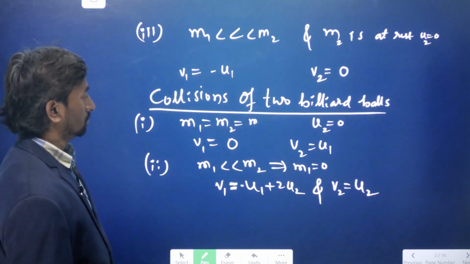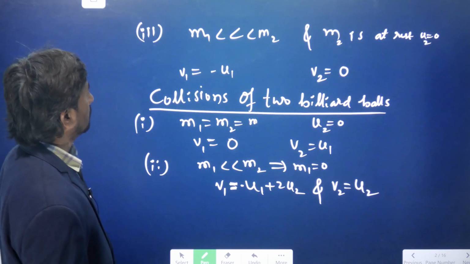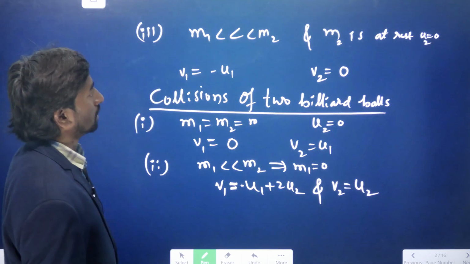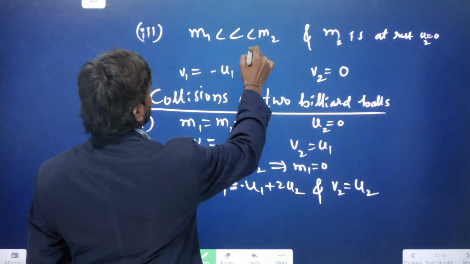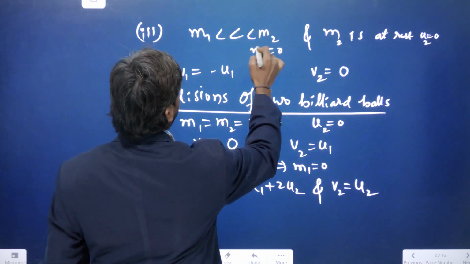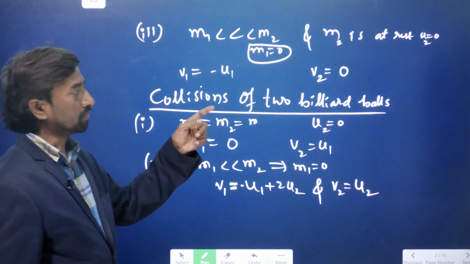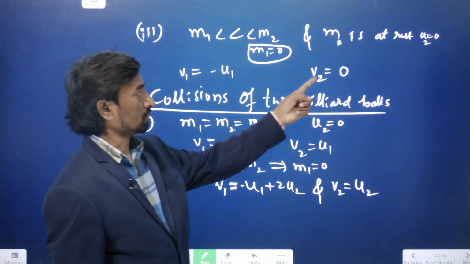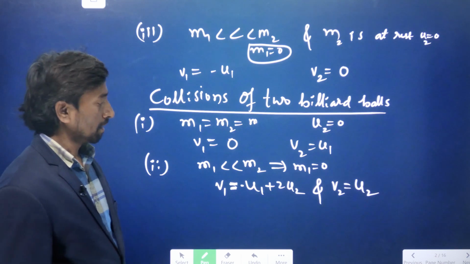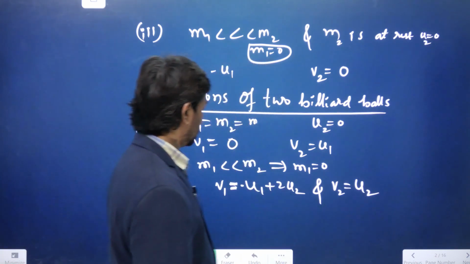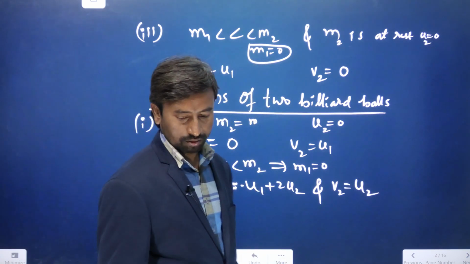Understood, no? So in this case also, if m1 is far less than m2, this m1 can be equated to 0. If you substitute that in the v1 and v2 equations, we will get these equations. Okay, so now next we are going to see the next case.